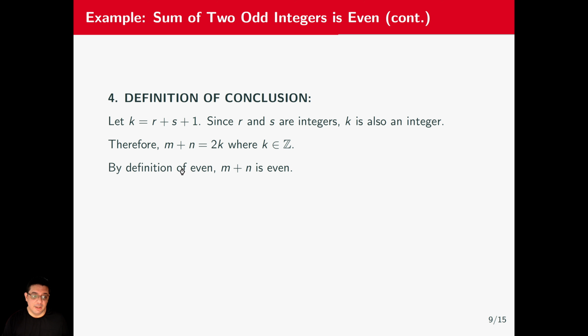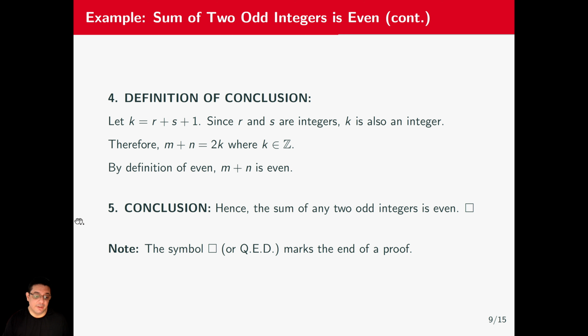Finally, we state the conclusion. We say, hence, the sum of any two odd integers is even. Notice sometimes we use the symbol, which means quod erat demonstrandum. Sometimes it's in black, and this marks the end of a proof.